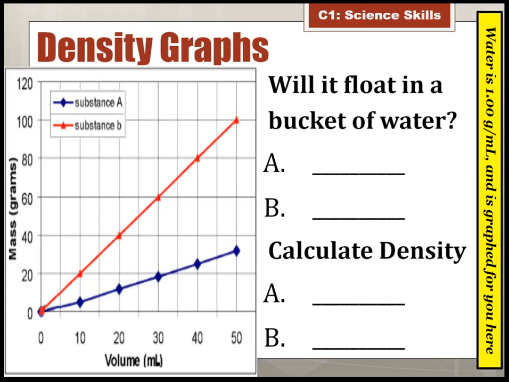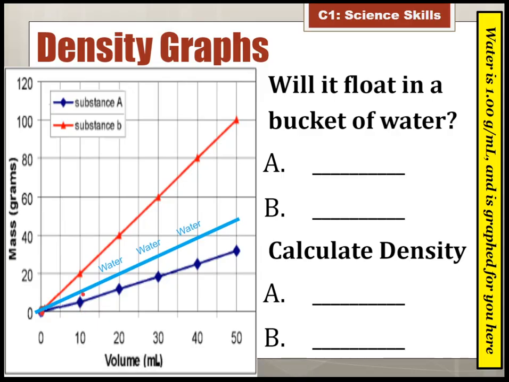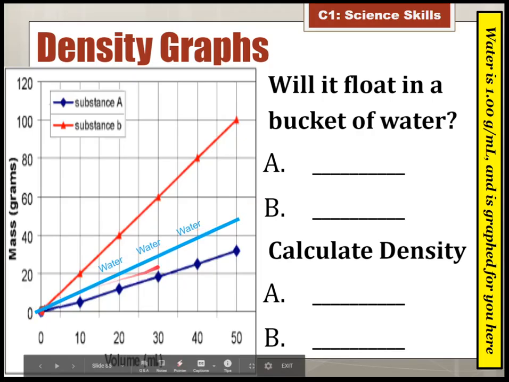So will it float in a bucket of water, and calculate the density? Whew. So how do we do this? Well, quite frankly, we need to know what water is. So what we do is we need to draw water's line in there. Now, water is 1 for 1, so you literally are making it that, okay, here's the 10 for our volume, so it needs to be 10 mass. Here's our 20 for volume, so 20 mass, and then just a straight line.